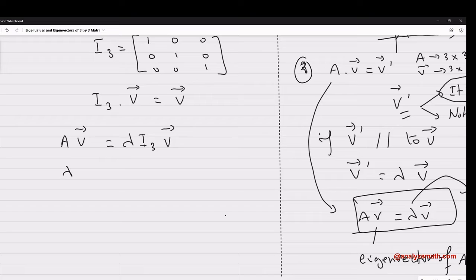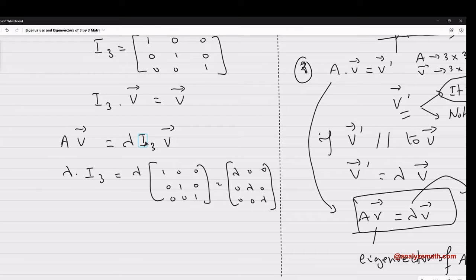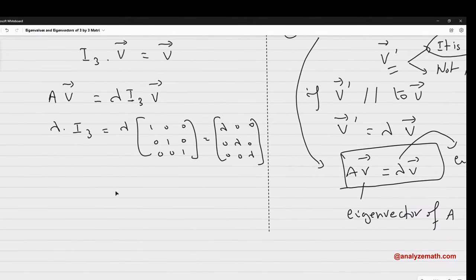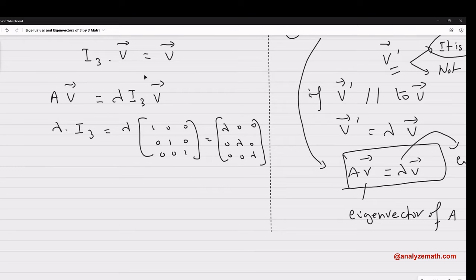Now, let's develop this lambda I3. This is lambda multiplied by the identity matrix, and if you do this, you will get a matrix, of course. So lambda I3 is a 3 by 3 matrix. Good. Now let's write our equation into standard form, meaning one side equal to 0, and it gives you (A minus lambda I3) v equal to the 0 vector, remember.